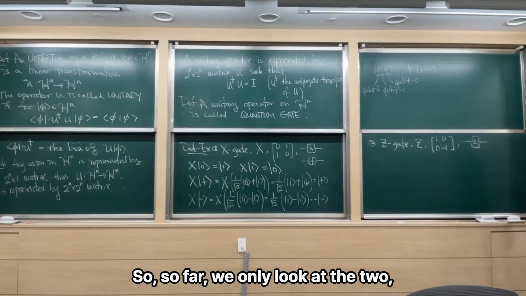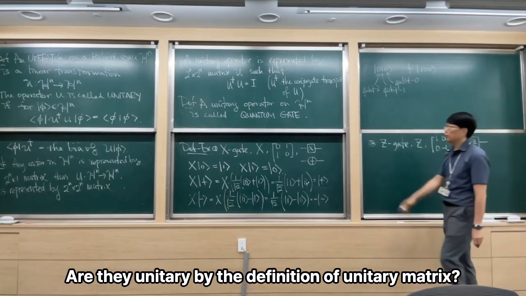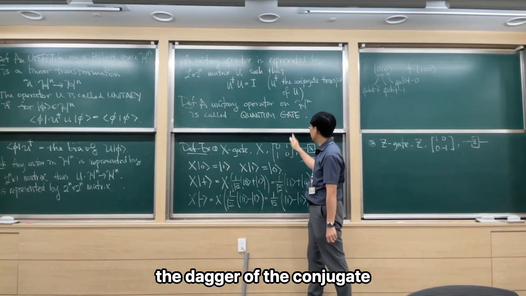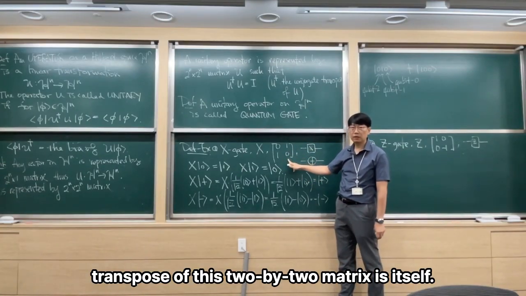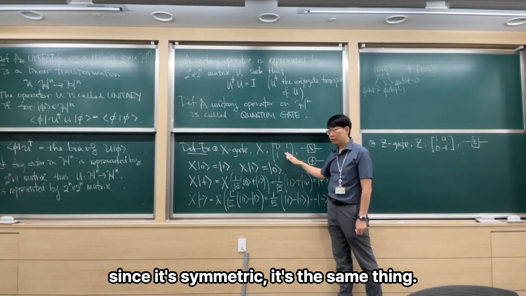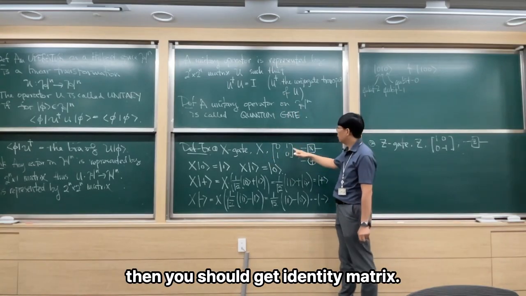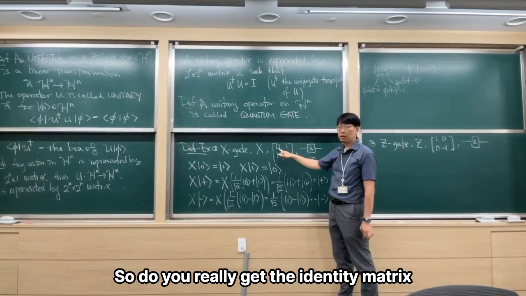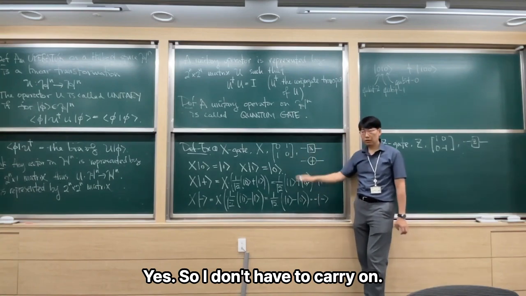So far we only look at the two, but look at the matrix representations of these two quantum gates. Are they unitary by the definition of unitary matrix? So first, 1, 0, 0, 1, the dagger, the conjugate transpose of this 2 by 2 matrix, is itself, right? If you take the conjugate, it's the same thing. If you take the transpose, since it's symmetric, it's the same thing. So it means that if you take the square of the X, then you should get identity matrix. So do you really get the identity matrix if you take the square of this 2 by 2 matrix? Yes. So I don't have to carry on.